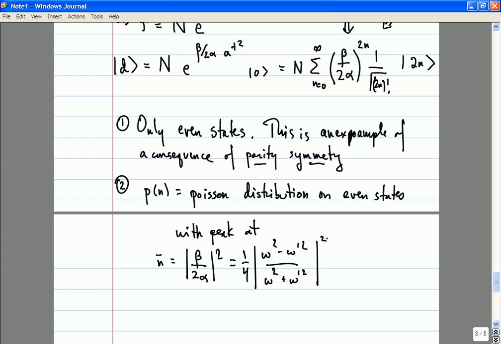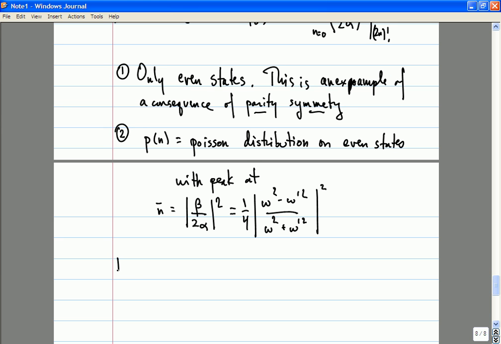So you can see, just by looking at the numerator of this formula, you have the difference between omega squared and omega prime squared. So if the frequency changes by a lot, then that implies that even though you started out in the ground state of an oscillator with frequency omega, you're going to end up, most likely, in a state with very high energy of the state omega prime.